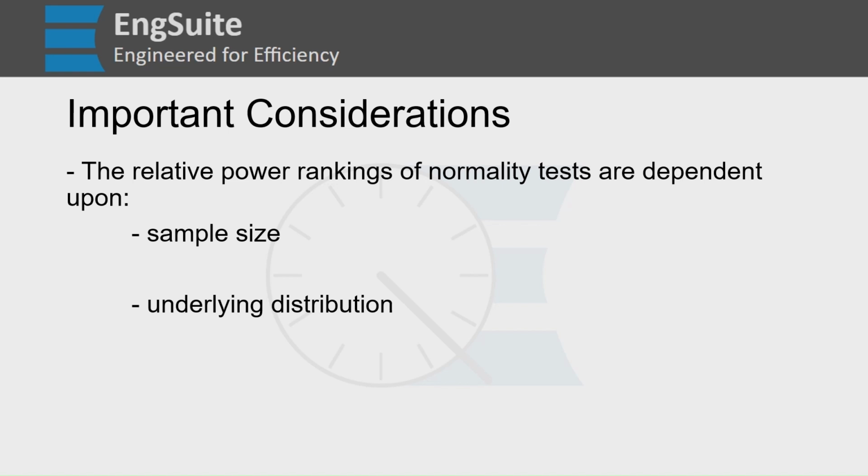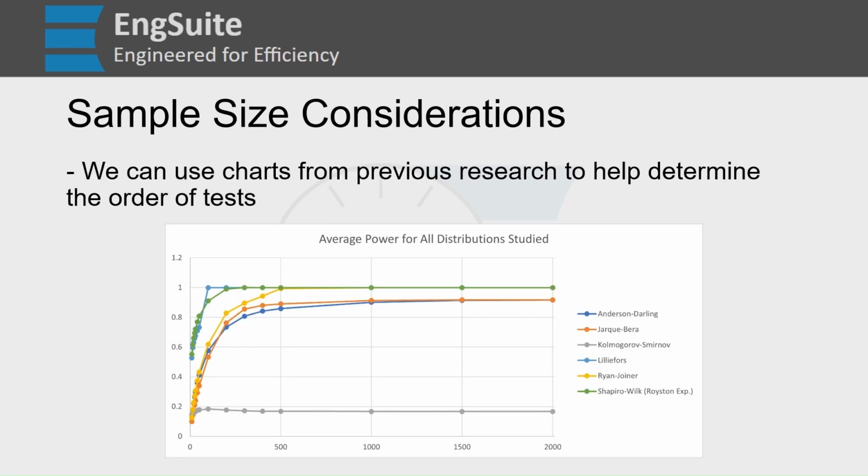So there are some important considerations when we're doing these power rankings, and that's that the relative power rankings are dependent upon sample size and underlying distribution. So, some sample size considerations: we can use these charts from previous research to help determine our order of tests. Here you'll see that as our sample size increases, in most cases, so does the power.